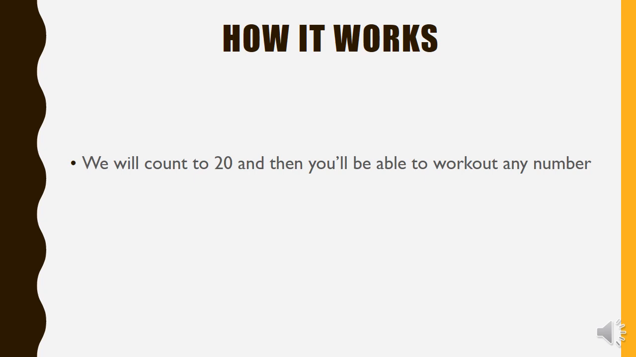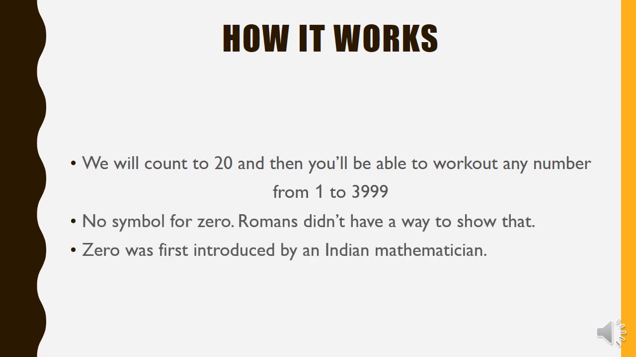We're going to count to 20 and then you will be able to work out any number from 1 to 3999. It's up to you if you want to do it. A very important note: there is no symbol for 0. We cannot start from 0 because there was no symbol for 0 back then. Romans didn't have a way to show that. 0 was first introduced by an Indian mathematician much later.